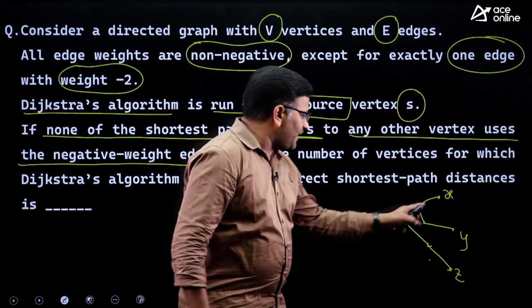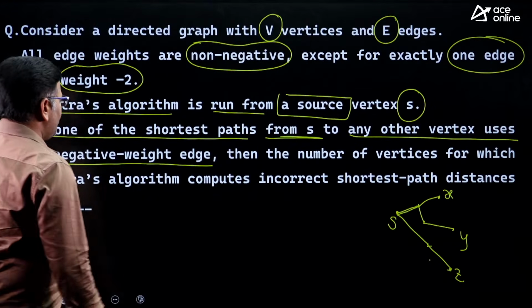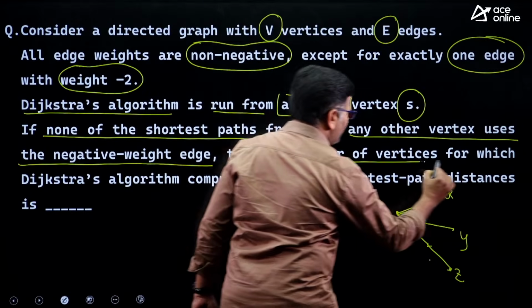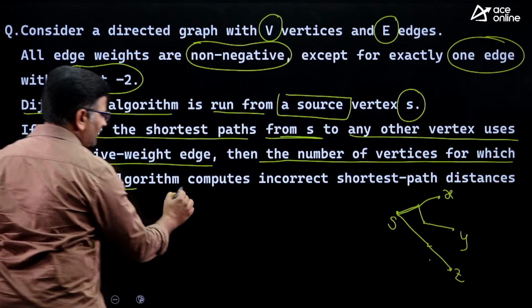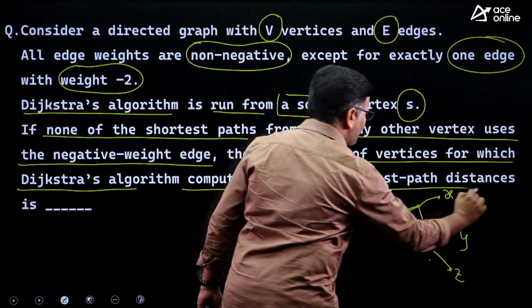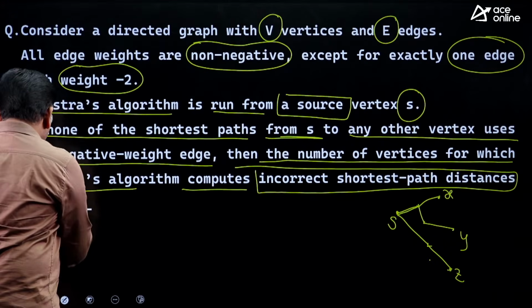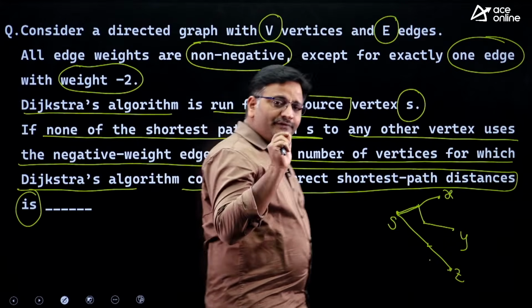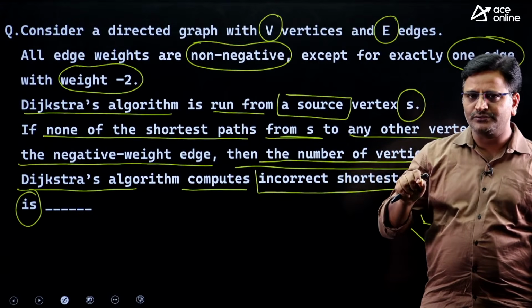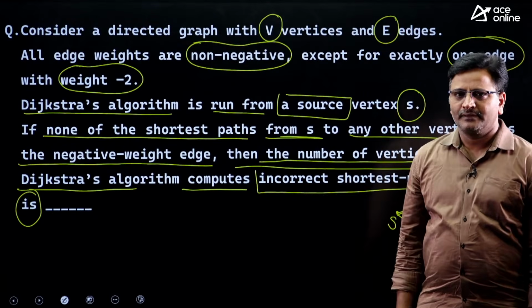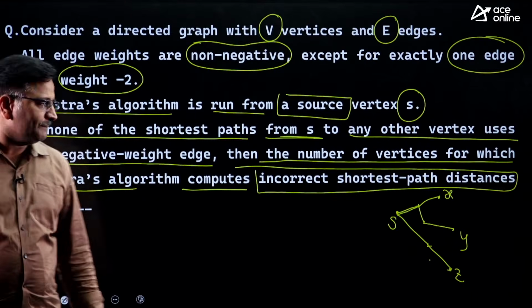If none of the paths use the negative weight edge, then what is the number of vertices for which Dijkstra's algorithm computes an incorrect shortest path distance? Incorrect shortest path distance means for how many vertices it finds an incorrect distance from the source to the destination. Take 1 minute, pause the question and try to answer the problem, friends.